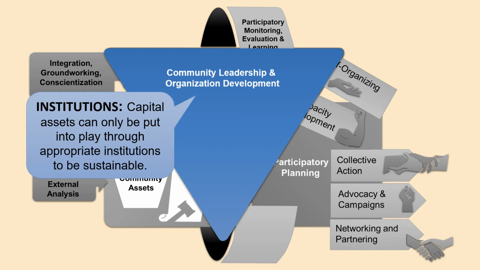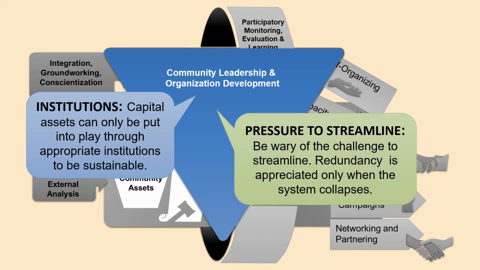We develop community leaders and form community organizations because we realize that capital assets can only be put into play through appropriate institutions to be sustainable. There's always that pressure to streamline community organizations. However, this does not necessarily result in resilient organizations. By streamlining, you try to remove as much as possible all redundancies and buffers. Redundancy is appreciated only when the system collapses.